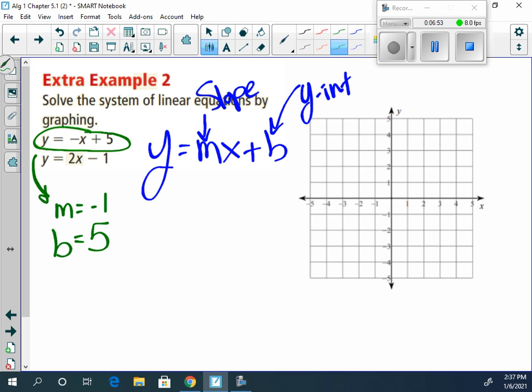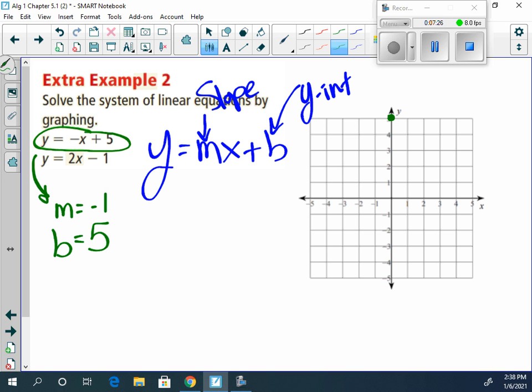So if I'm going to graph this, and we'll graph this one first, the y-intercept is going to be up at positive 5. And that's where we can make our first point. Our plus 5 tells us what the y-intercept is. Now the slope, m, is negative 1 for this, so our rise over run, since it's negative 1, we're going down 1 and over 1.